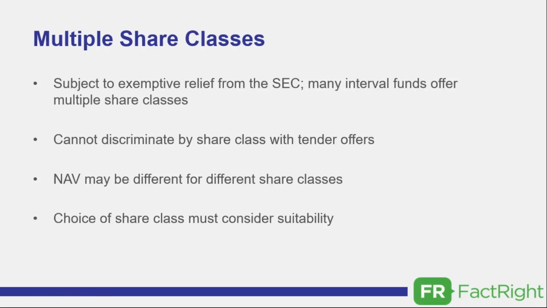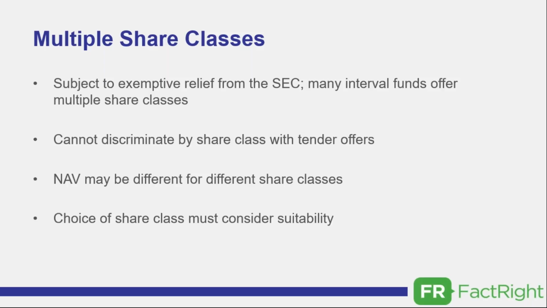Share classes, everybody's favorite topic in the alt space these days. A lot of interval funds will have multiple share classes, different sales expenses, different incentives for the sales force, and of course, different return consequences for investors. Sponsors do need to file to get exemptive relief to issue multiple share classes, but it's generally pretty easy to get, sort of a rubber stamping, at least what we've seen.